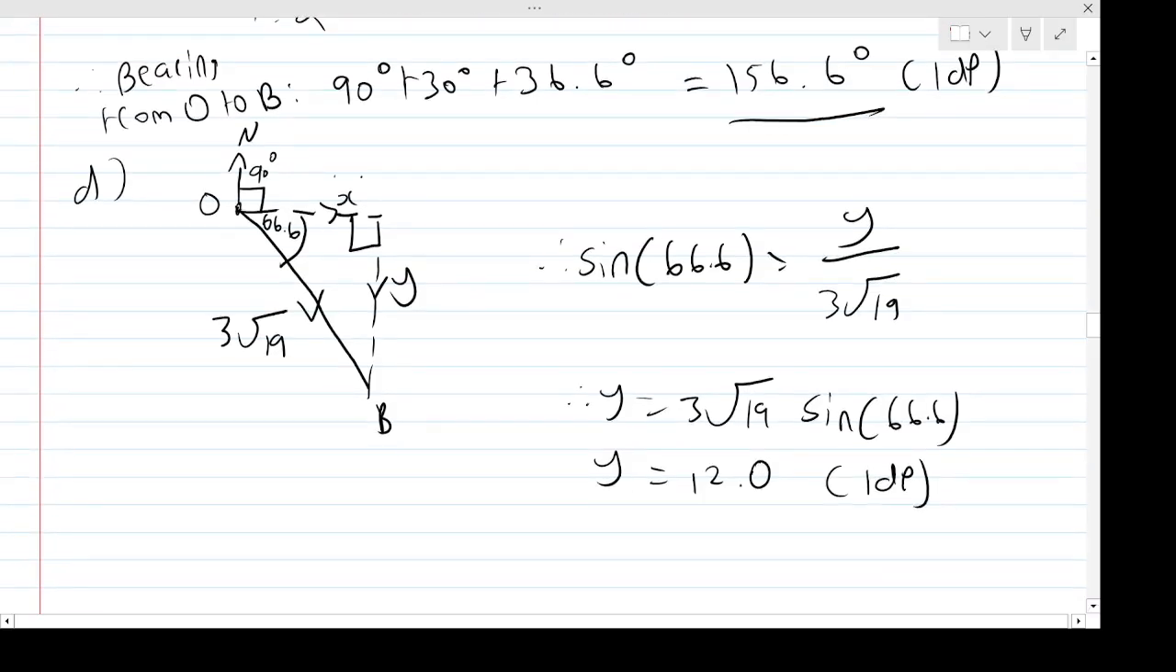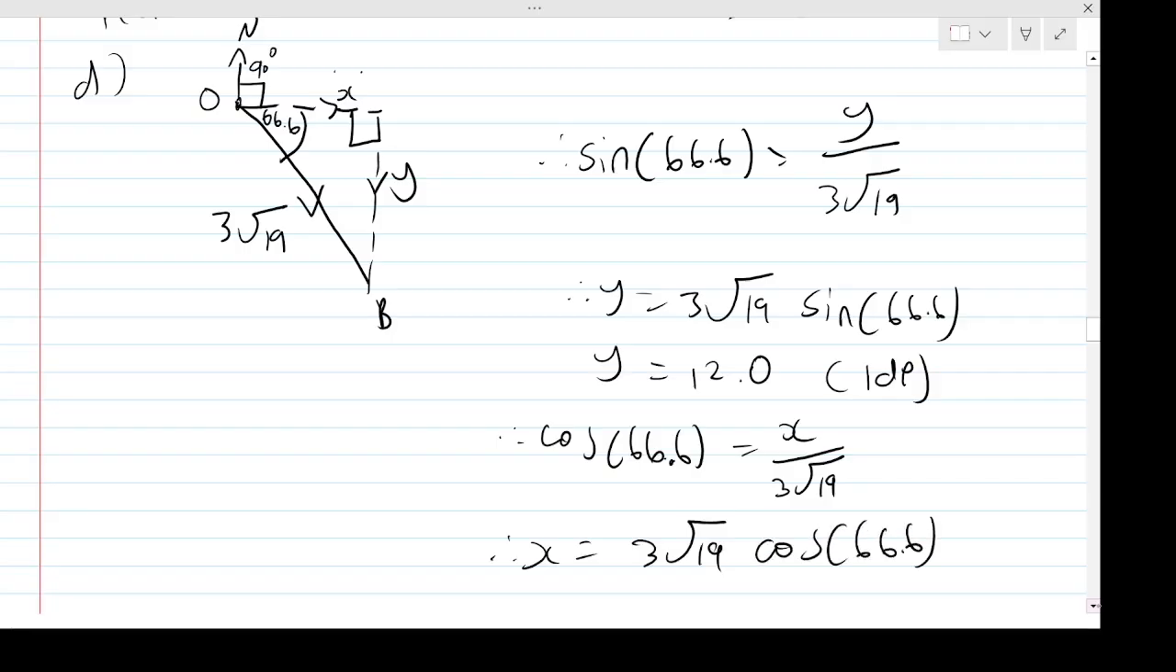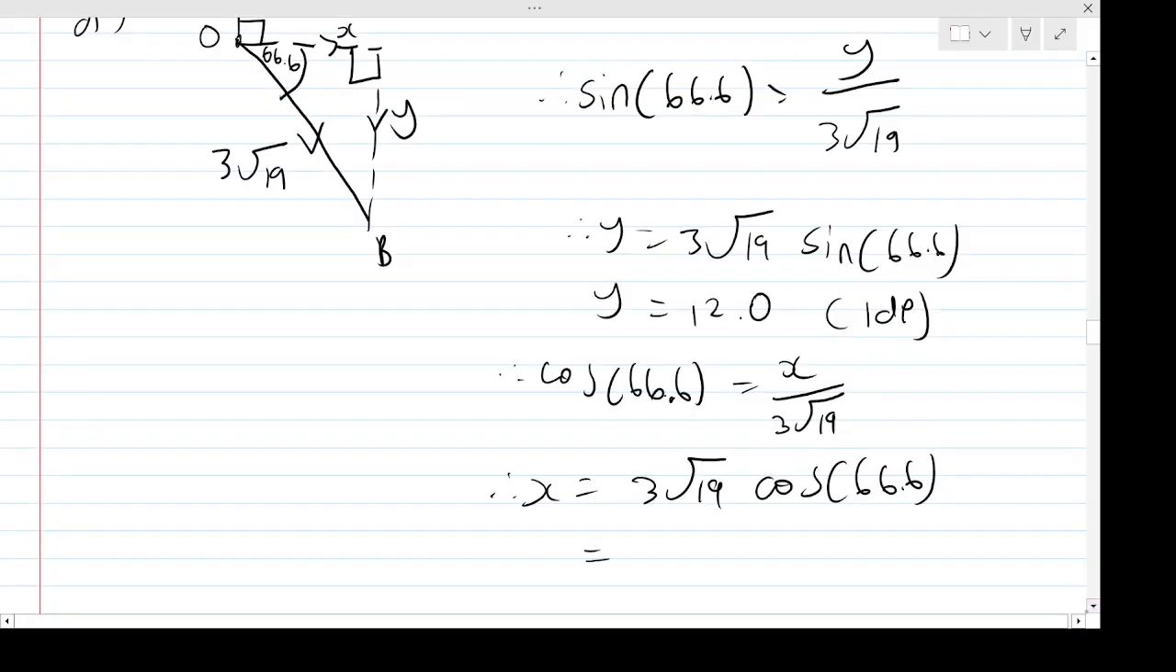Likewise, I can find x. Well, x is adjacent to the angle, so cos of 66.6 is going to be the adjacent, which is x, over 3 root 19. So therefore x is going to be 3 root 19 lots of cos 66.6, and so that will get me 5.19 and so on.